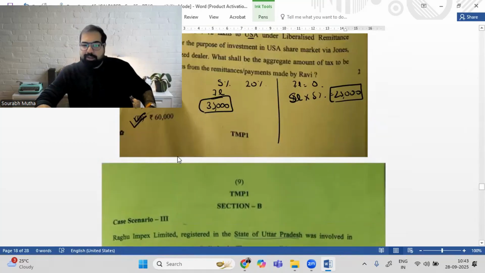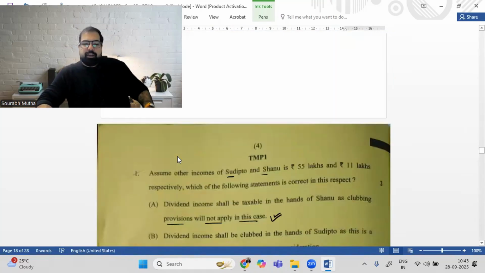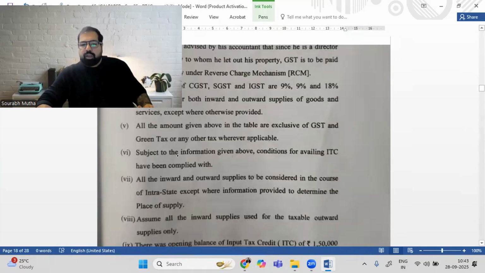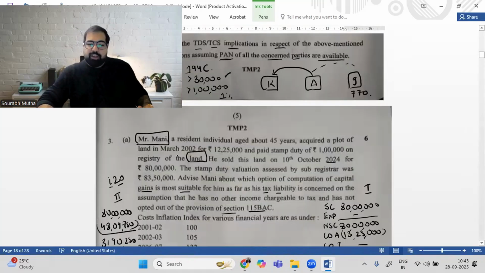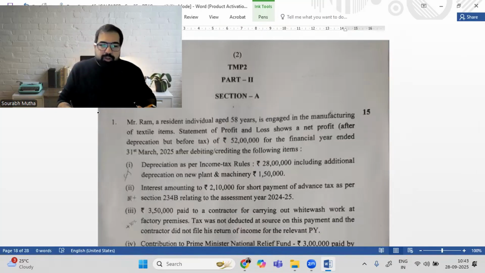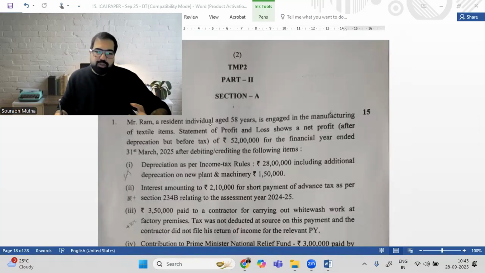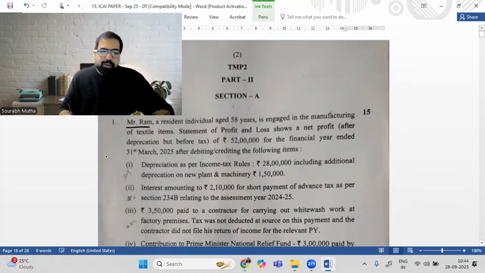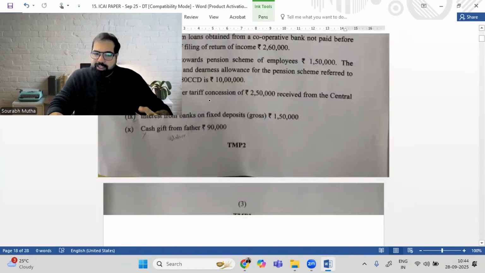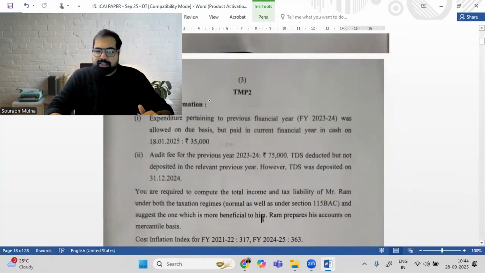And that more or less completes our DT paper till we go to question number 1. Now let's see what is in question number 1, guys. I'm very confident we'll be able to do that. And whatever we do will be a bonus because we've come so far so good. Guys, Mr. Ram. There's Prabhu, there's Ram, a lot of gods helping us to clear this exam. He is a resident individual, 58 years old, engaged in the manufacturing of textile items. Guys, they are manufacturing, so you get additional depreciation. I know there will be a question which says compute total income and tax liability at the end, but which regime is he following? Let's see.